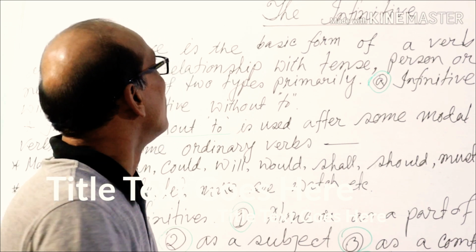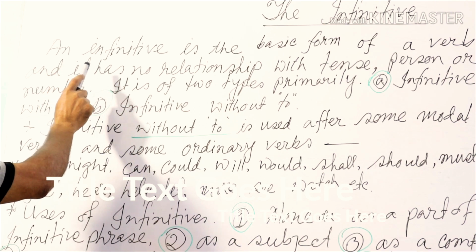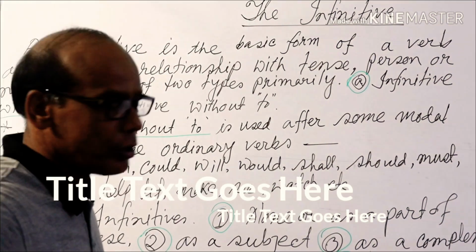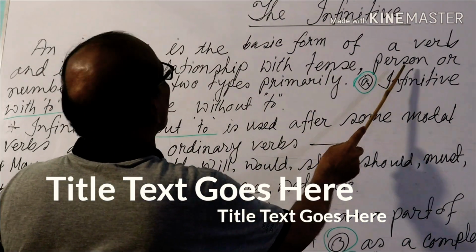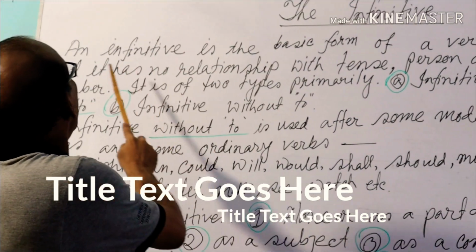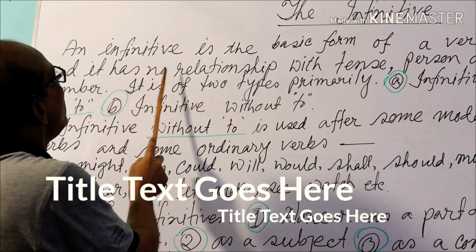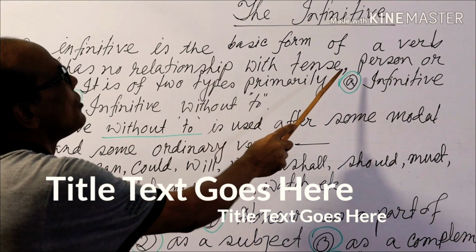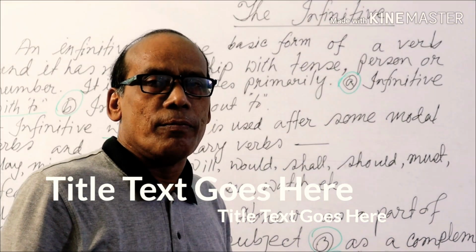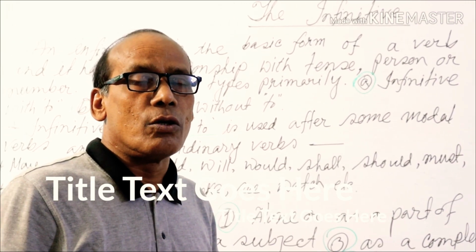Today I'll discuss the infinitive. An infinitive is the basic form of a verb and it has no relationship with tense, person or number. As it is a non-finite verb, we know a non-finite verb is a verb which is not controlled or limited by any tense, number or person.